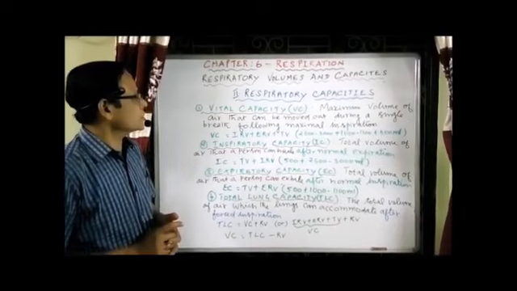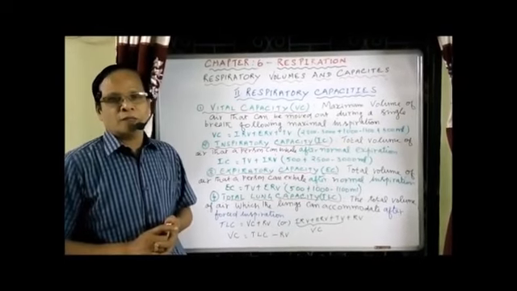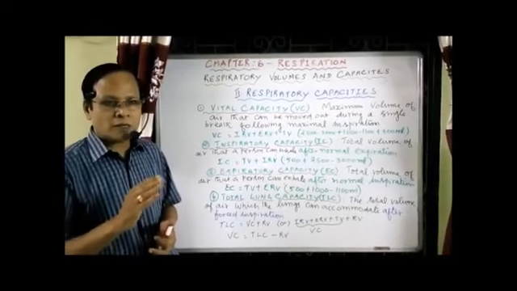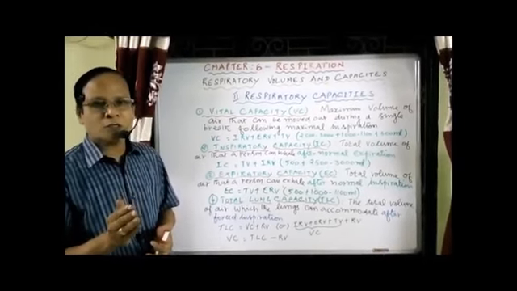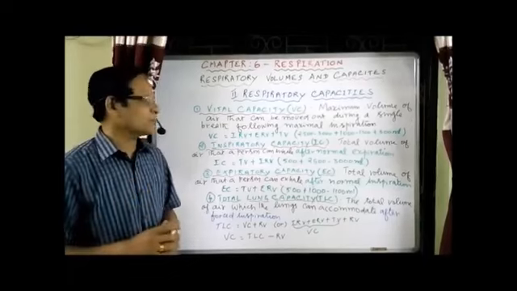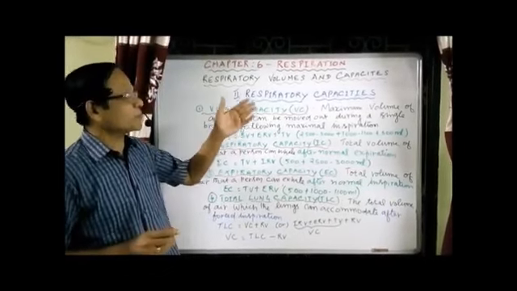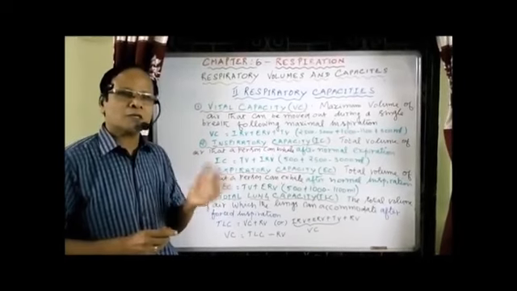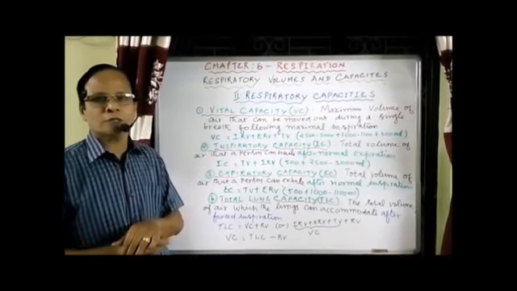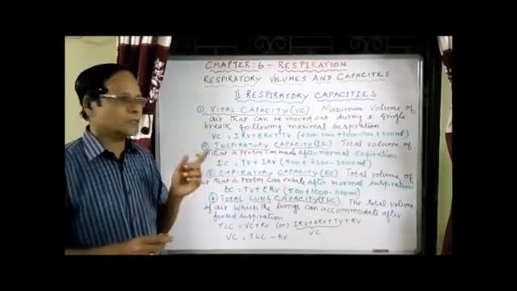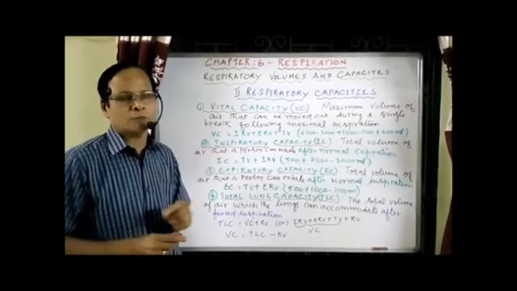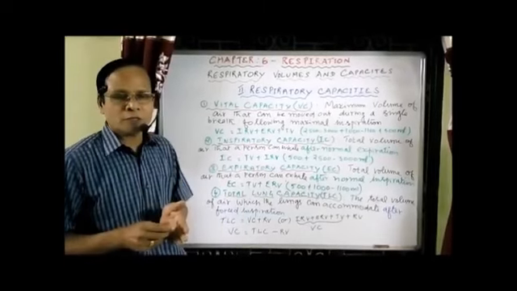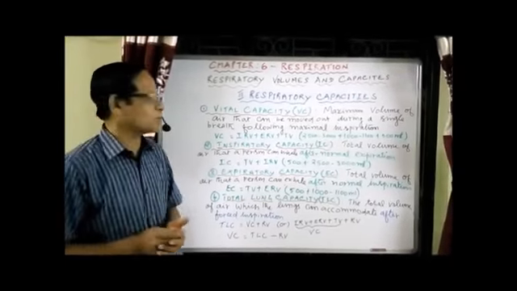Now let us discuss the respiratory capacities. Respiratory volumes are calculated after forcible expiration or after forcible inspiration, whereas respiratory capacities are calculated after normal inspiration or normal expiration. That's the difference between volumes and capacities. One is based on forcible expiration or inspiration; this is based on the normal expiration or inspiration process.